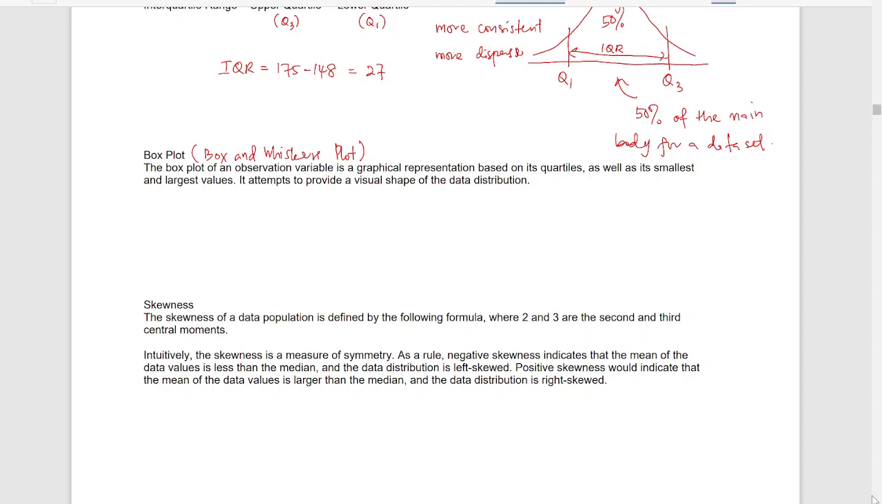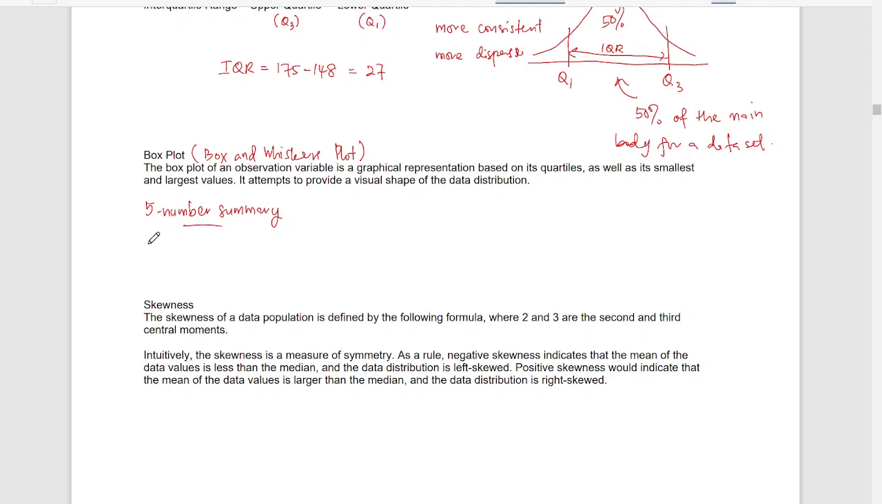Okay, how do we come up with the box and whisker plot? In order to draw a box and whisker plot, we need what we call the 5 number summary. Kita perlukan apa yang kita panggil sebagai 5 number summary. Okay, what is meant by 5 number summary? The 5 number summary gives you the information for 5 measures.